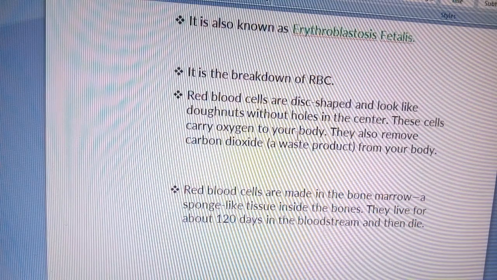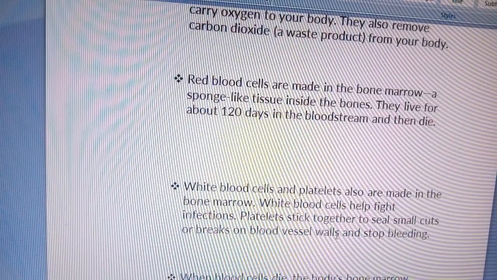Red blood cells are disc-shaped and look like a donut without a hole in the center. These cells carry oxygen to your body. They also remove carbon dioxide, a waste product, from your body. Red blood cells are made in the bone marrow, a sponge-like tissue inside the bones. They live for about 120 days in the bloodstream and then die.